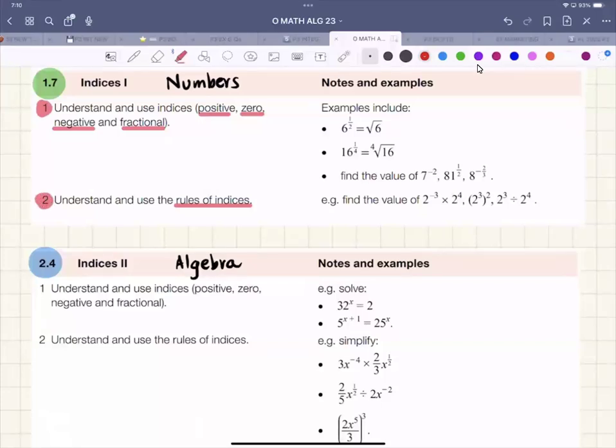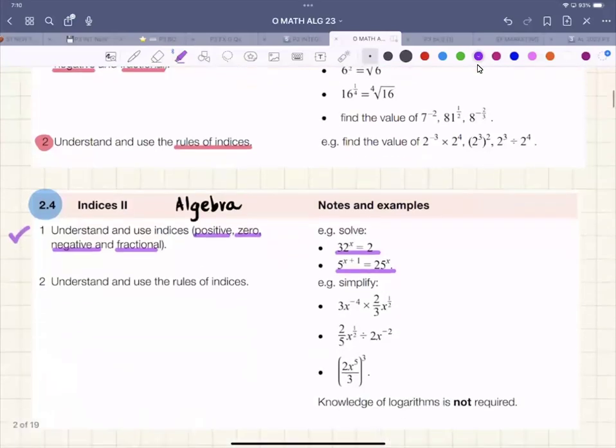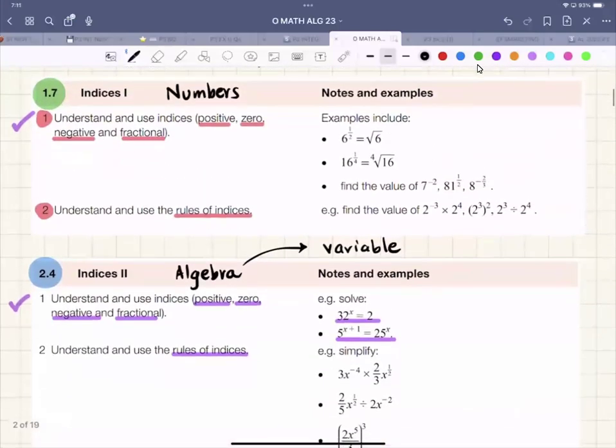When we talk about algebra, understand and use indices, positive, zero, negative and fractional, and that is with respect to a variable. So it's the same thing as part 1 but with respect to a variable. Understand and use rules of indices, again it's the same thing but it is in terms of x. So basically in algebra it's the same thing as in numbers except the fact that we are using it with respect to a variable. So let's move ahead.